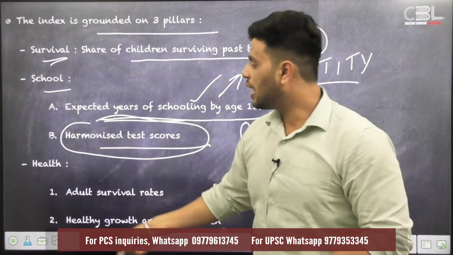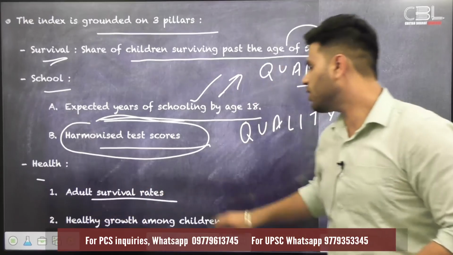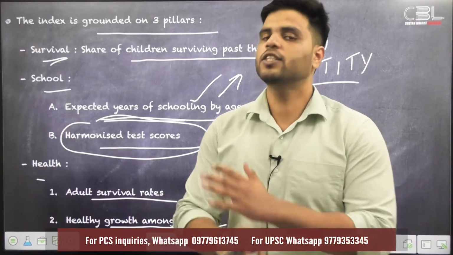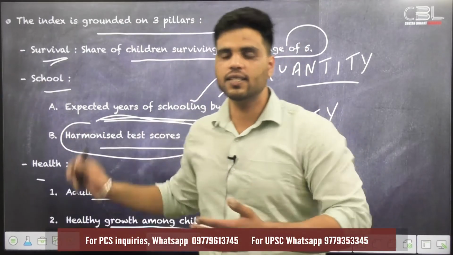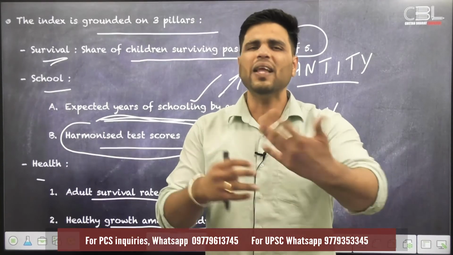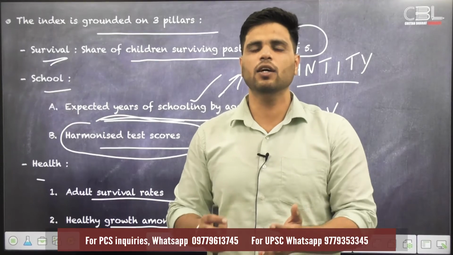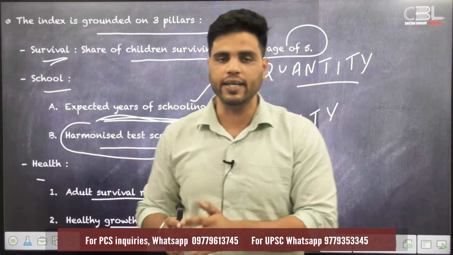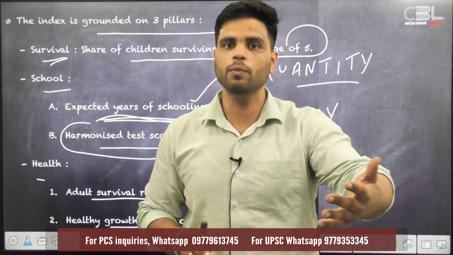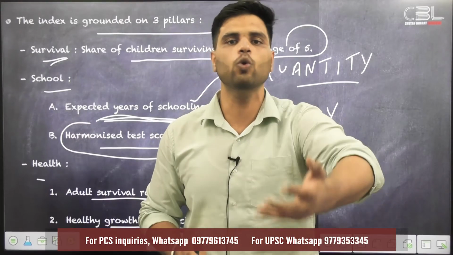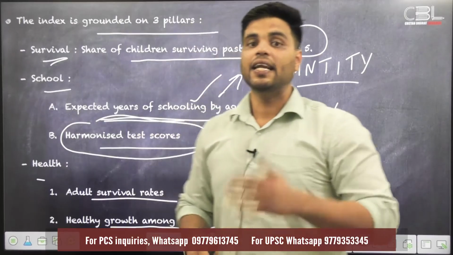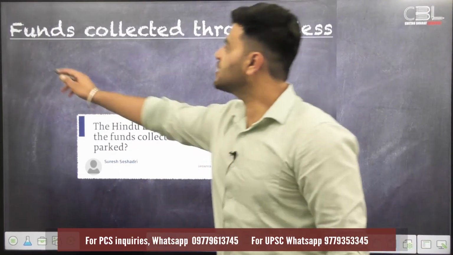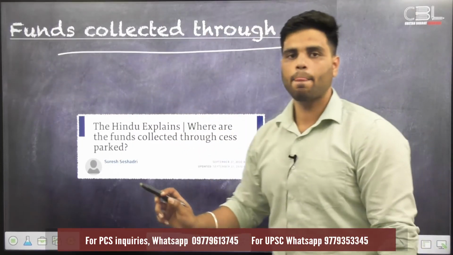Okay? Then last is health. Adult survival rates, healthy growth among children. All right? So this is all about, all these things would explain. Plus, I would just want to say this, that I have just explained the important aspects of human capital index. There is a lot of other information, but for that you need to read your notes. All right? Okay. Now let's move on to the third issue, which is funds collected through cess.